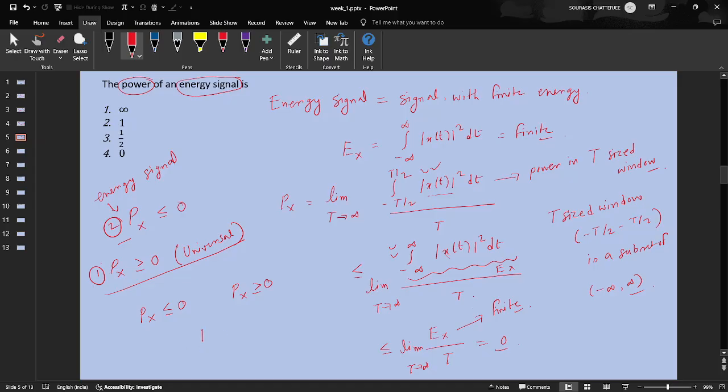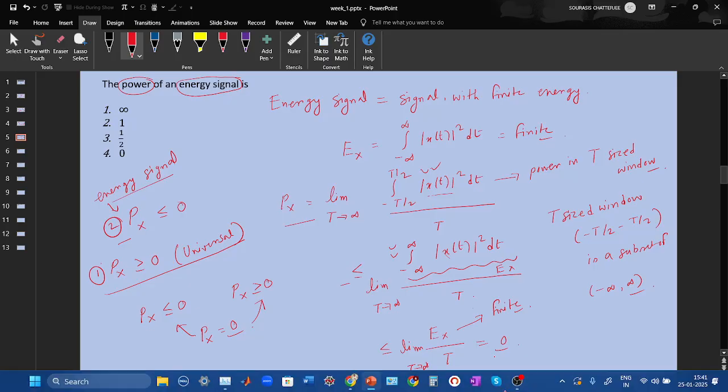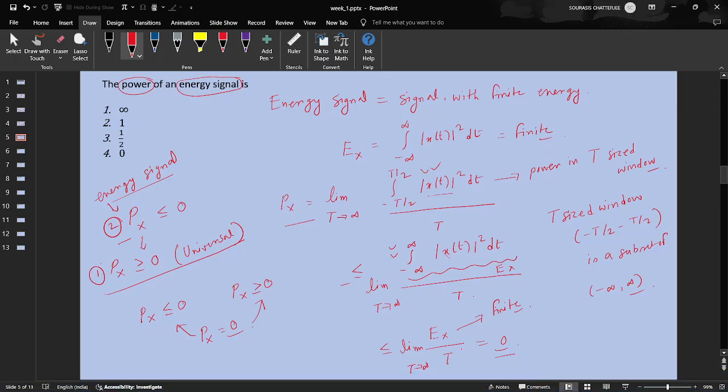You can see the only option we are left with is Px equal to 0. So that is going to satisfy both these equations. Remember, this one comes from the universal definition of power, that it's always non-negative. And for an energy signal, we did make the computation here, and we reached the conclusion that it is less than or equal to 0. So we have to satisfy both of them in order to get our answer. So that comes out to be 0. So power of an energy signal is always 0.